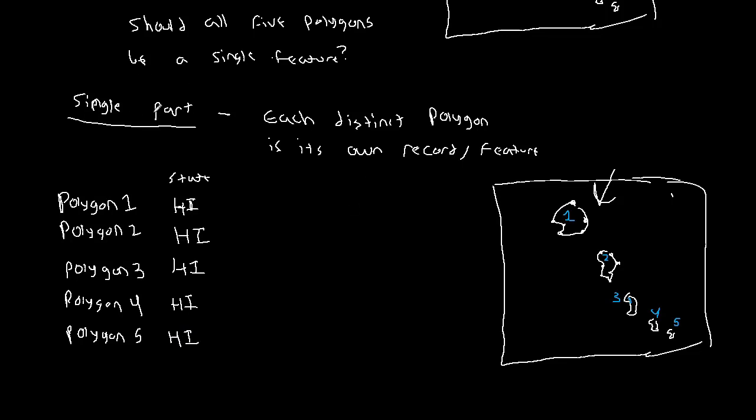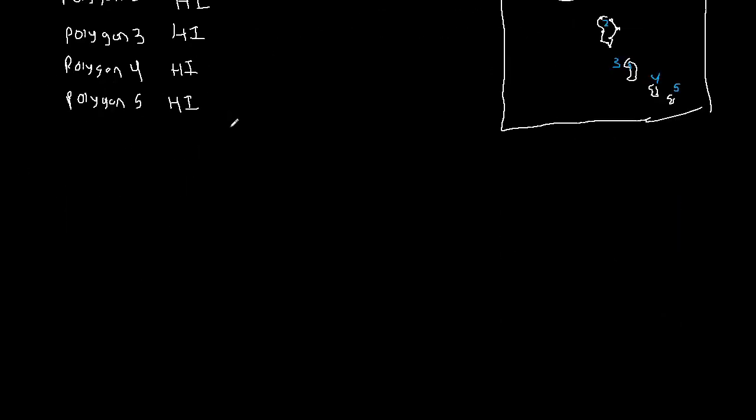So with single-part vector data, each distinct set of geometry, and I should clarify, this could be a line or point, it's not just polygon. Single-part vector data is any of the geometry types. But the idea is that each distinct piece is its own record or feature. So even though all 5 of these islands are Hawaii by state, each one is going to be its own record in the table. So that's single-part.